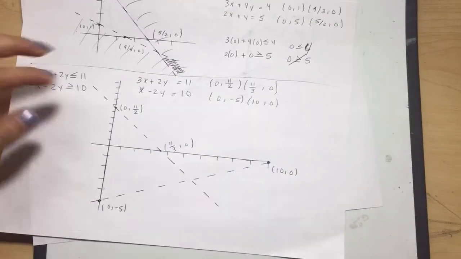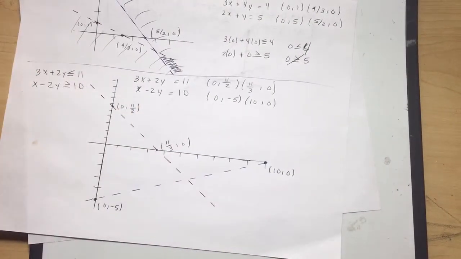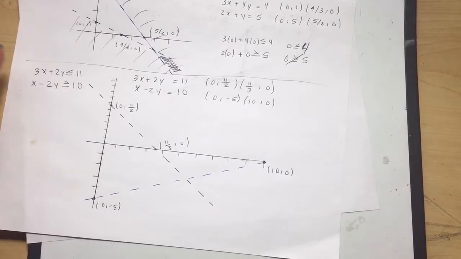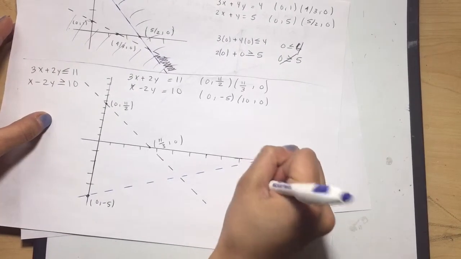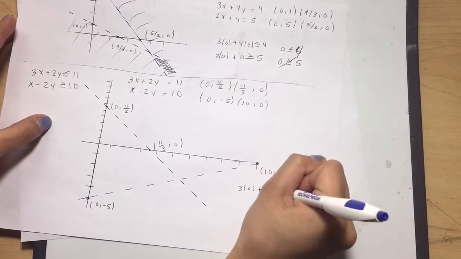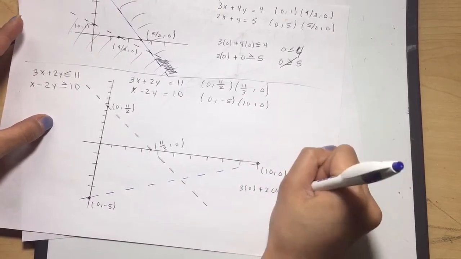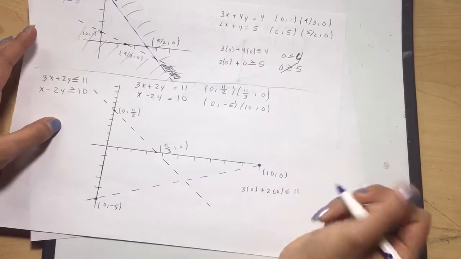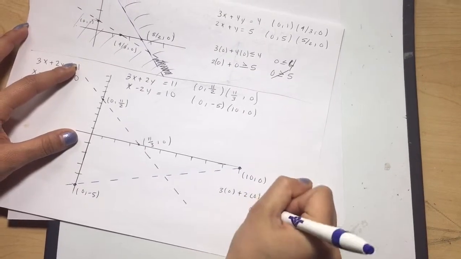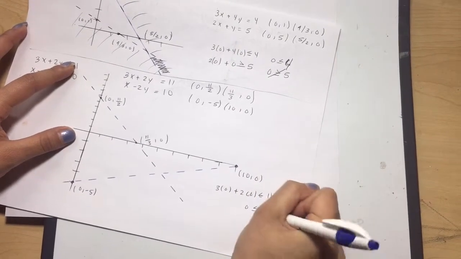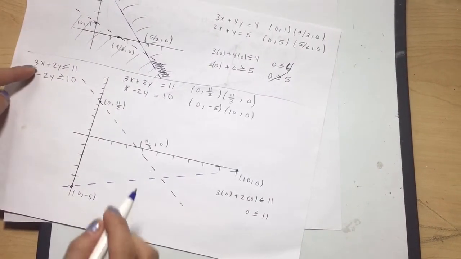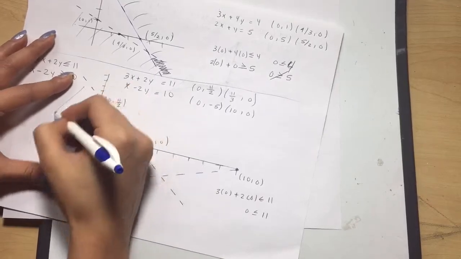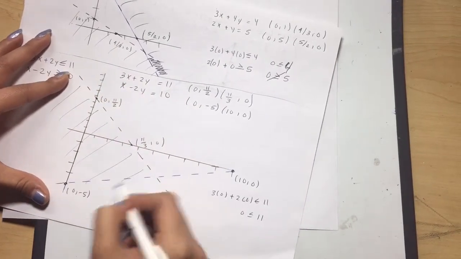Okay, so after you're done graphing it all and putting the points in the correct area, you find any point. Again, we can use 0, 0. And 0 is less than 11, so that one is going to be right here.